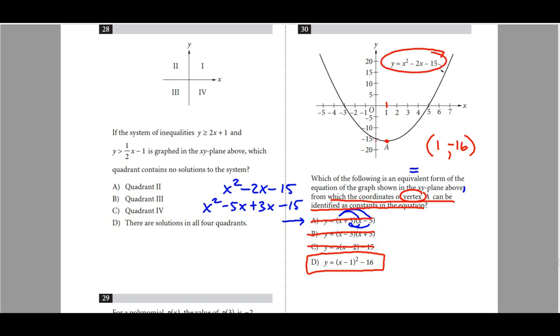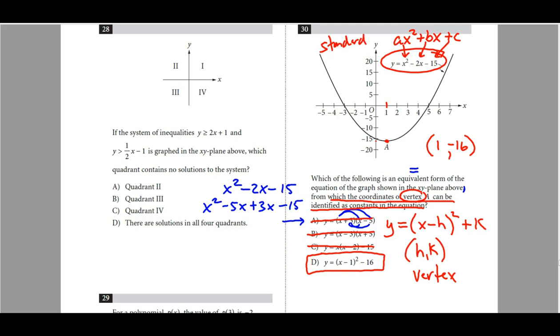But in general, the vertex form for a quadratic is y equals x minus h squared plus k, where h, k are the coordinates for the vertex. So that's just another form that you can think about. This one right here is written in what's called standard form, ax squared plus bx plus c. You'll notice these pieces match up there. So this is what's called standard form, and this one down here is called vertex form.